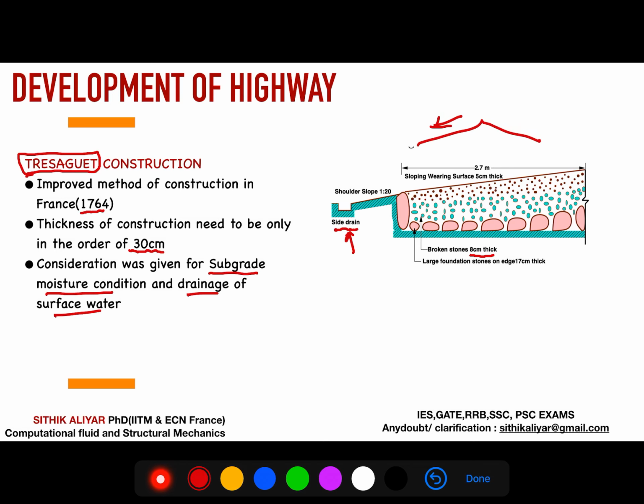Even in our roads, some of the ideas from Trésaguet we are still following, even in our world class roads, not only in India but also in other countries. Such drainage and side drains, everything we are following from Trésaguet, who introduced them in 1700. So this is the extra difference you should know, how Trésaguet improved on Roman roads.